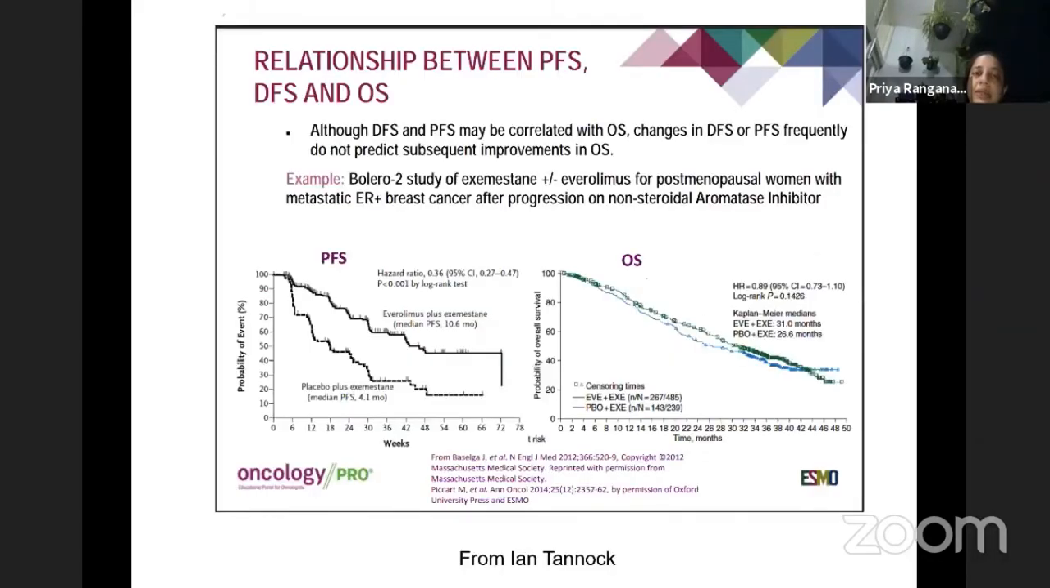Again, to quote Ian Tannock, this was a study looking at various treatments for breast cancer. I'm not going into the science of it, but you can see on the left, the graph is a PFS graph, and you can see that this treatment seems significantly better than this treatment, right? Hazard ratio of 0.36, which means an almost 70% decrease in the risk of progression. But it translated into no difference in overall survival. Here you can see the 95% confidence intervals have crossed unity, which means that the new therapy would actually worsen the risk of death.